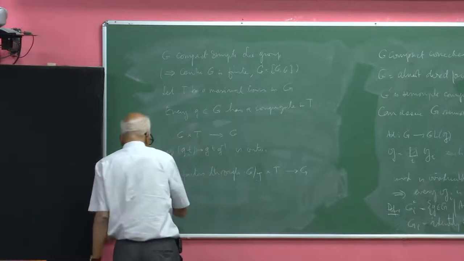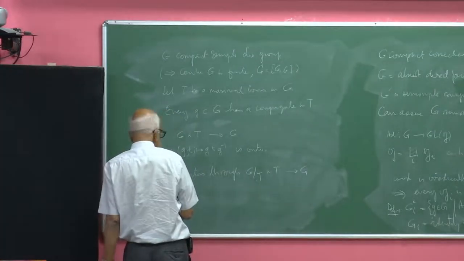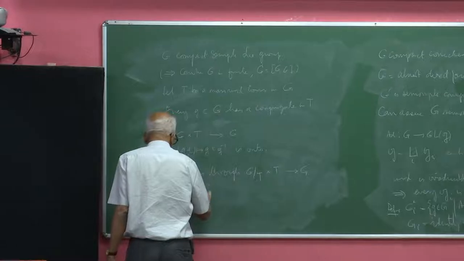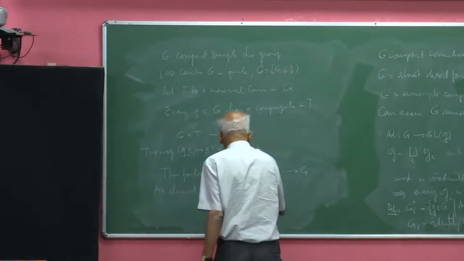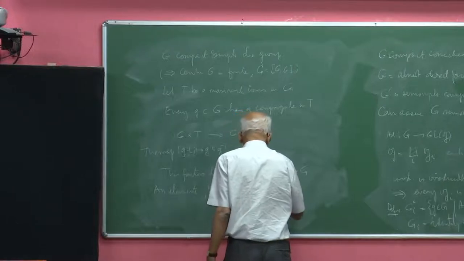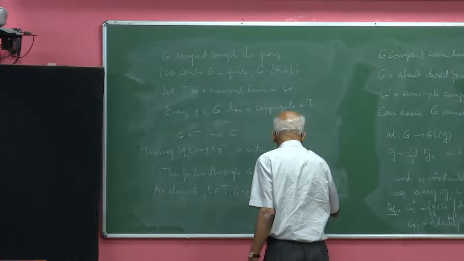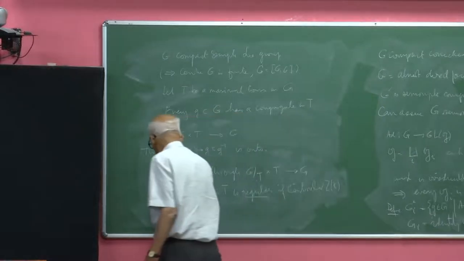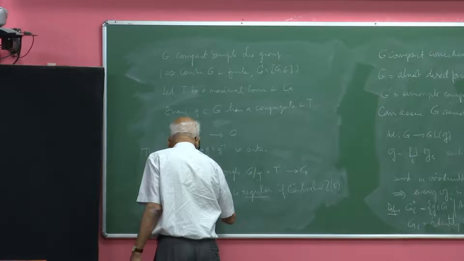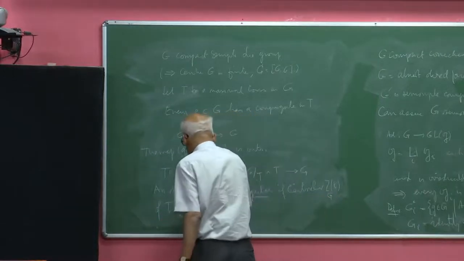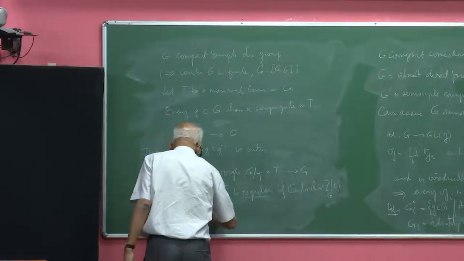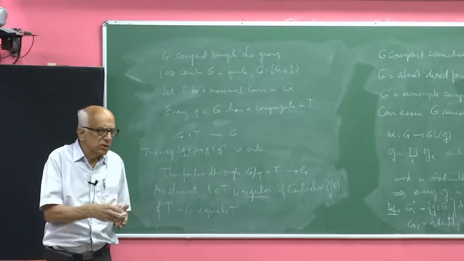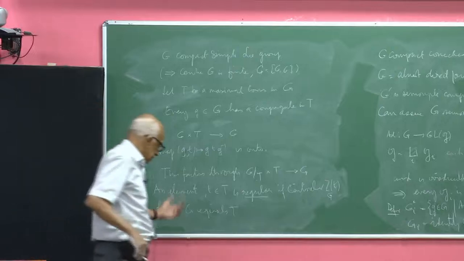And now, an element t in T is regular, that's a definition, if the centralizer Z_G(t) of t in G is just T. There are regular elements. Any generator of a torus is obviously a regular element. If something centralizes the generator, then it centralizes the entire torus. But a much weaker condition will do the job.